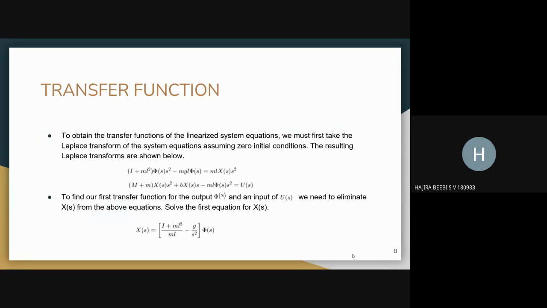System equations. For the free body diagram of the inverted pendulum, we derived the Lagrange's equations and converted them into linear equations, and we made the transfer function from this. Now I will invite Adul to continue the presentation.